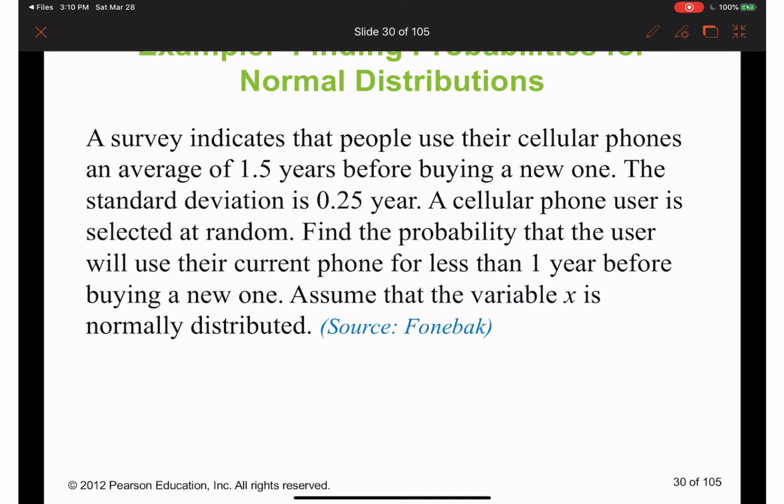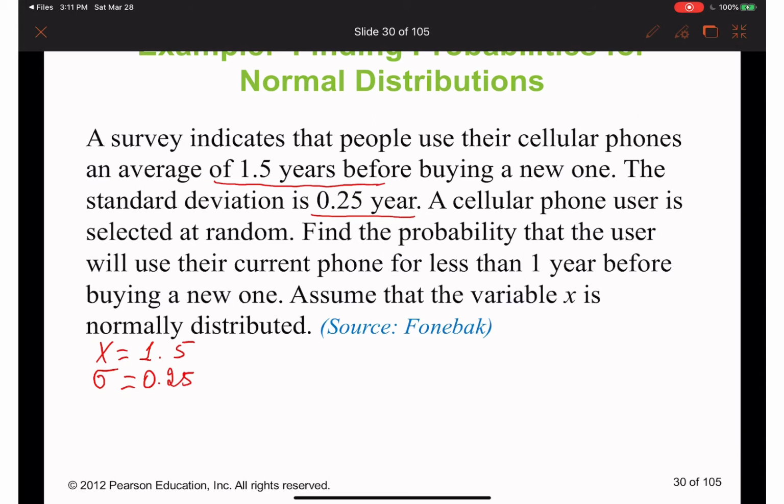A survey indicates that people use their cell phones an average of 1.5 years before buying a new one. So it's our X, right? 1.5. The standard deviation is 0.25 years. Look, it's a bright example of how to use it in business.